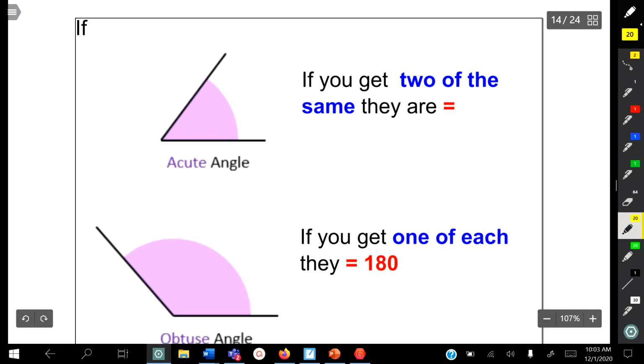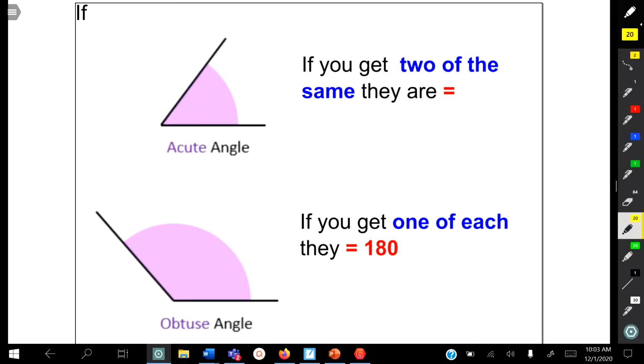So here you've got an acute angle, which is less than 90 degrees, and an obtuse angle, which is bigger than 90 but less than 180. Obtuse and acute. Now, here are the rules that you should remember. If you get two of the same, they are equal. That means if you have two acute angles or two obtuse angles, they're equal if the lines are parallel. If you got one of each, then they equal 180. So if you have an acute and an obtuse, they equal 180. Okay, so you can use that to find out the measurement of different angles.